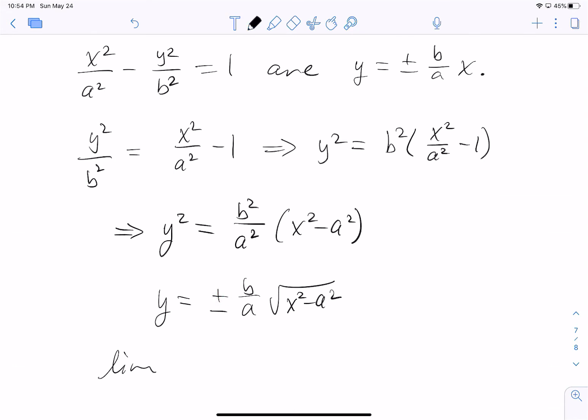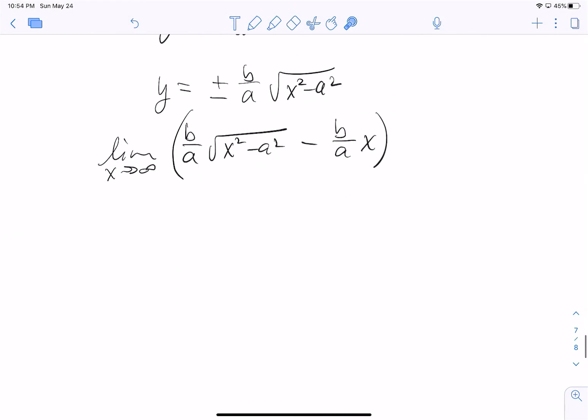And we're going to look at the limit as x approaches infinity of b over a times the square root of x squared minus a squared minus b over a x, which is the expression that we have said defines the asymptote. Well, as x approaches infinity, b over a is a constant. And so this is going to equal b over a times the limit as x approaches infinity of the square root of x squared minus a squared minus x.